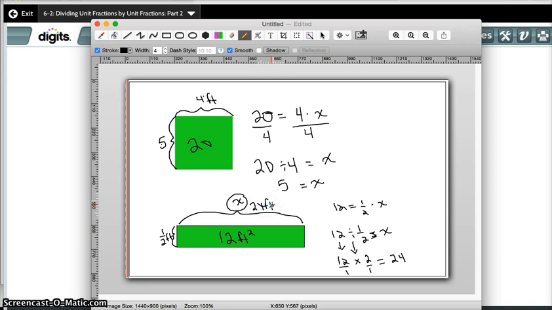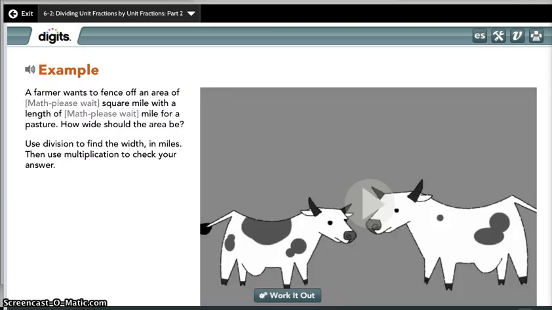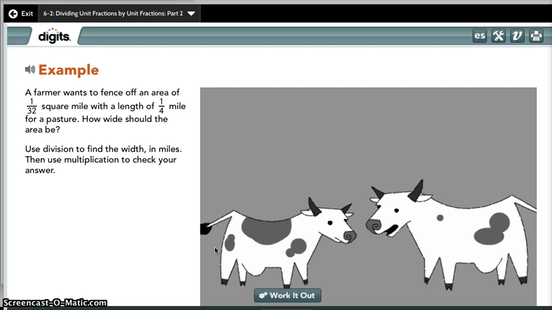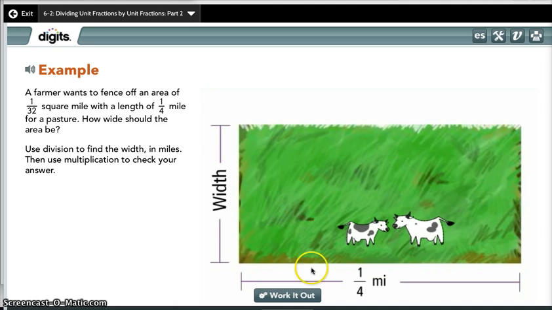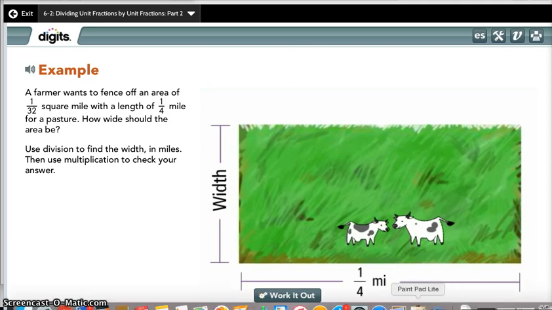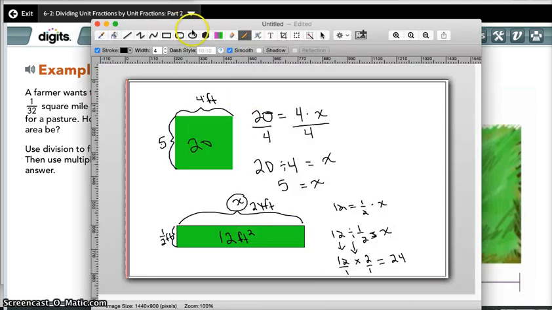Let's look back at our Pearson example here. It says a farmer wants to fence off an area of 1/32 square miles with a length of 1/4 mile for a pasture. How wide should the area be? Here's a picture that goes with this problem. So we know it's going to be 1/4 mile long. We need to find out how wide it's going to be, knowing that it's going to be 1/32 of a square mile inside of this space. So let's go ahead and work this out and see what we get.